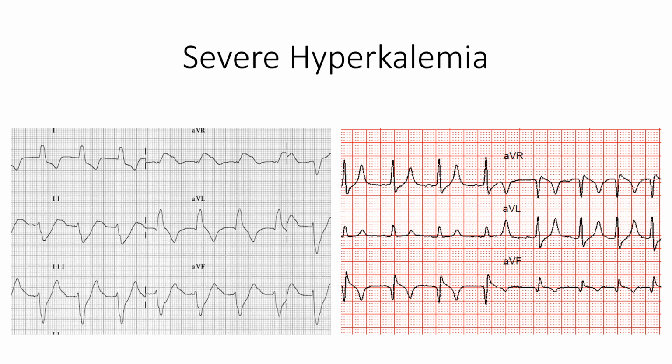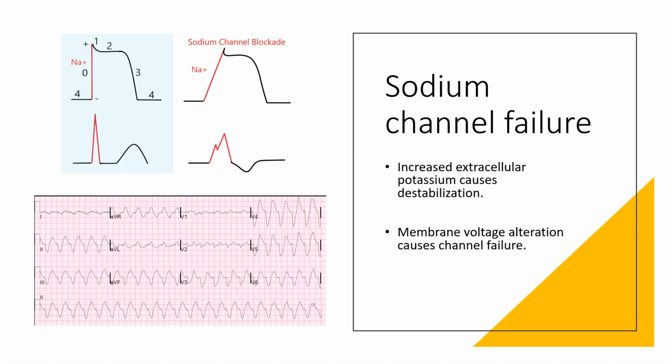Well, that seems counterintuitive, right? Because I said the QRS is represented by sodium and the T wave is represented by potassium. So why would that be? Why would severe hyperkalemia make it develop that ECG presentation? And the reason for that goes back to that first slide.